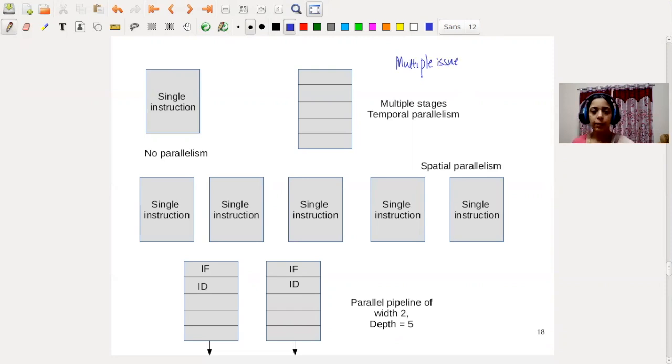So first of all, let me give an overview of the different types of processors we can have. The first one is the one which will take a single instruction and execute it, and then take the other one and execute it, and so on. So basically, there is no parallelism here.